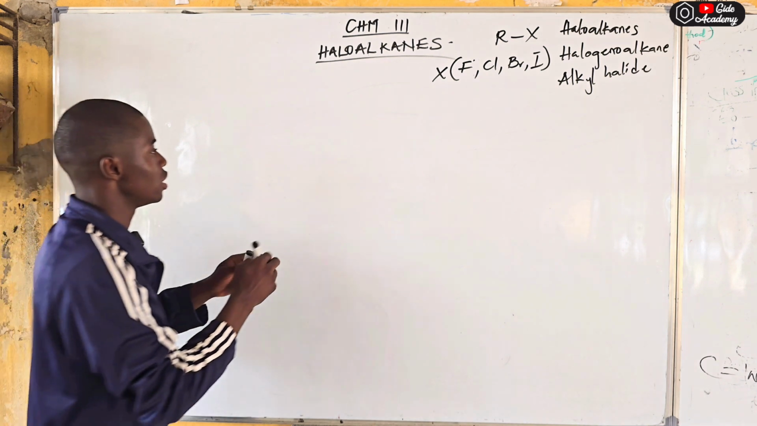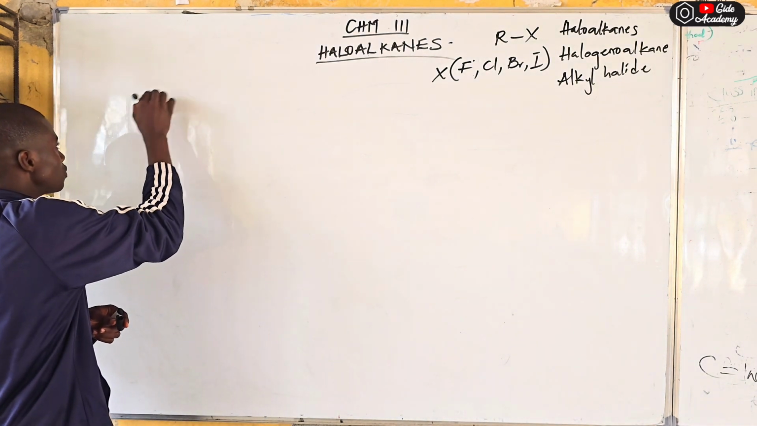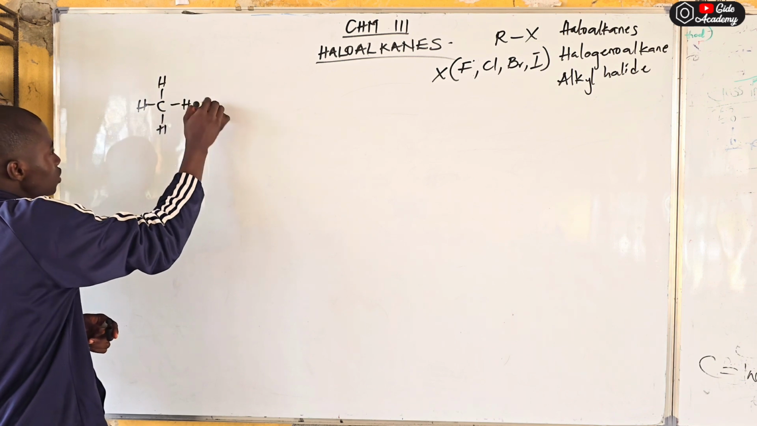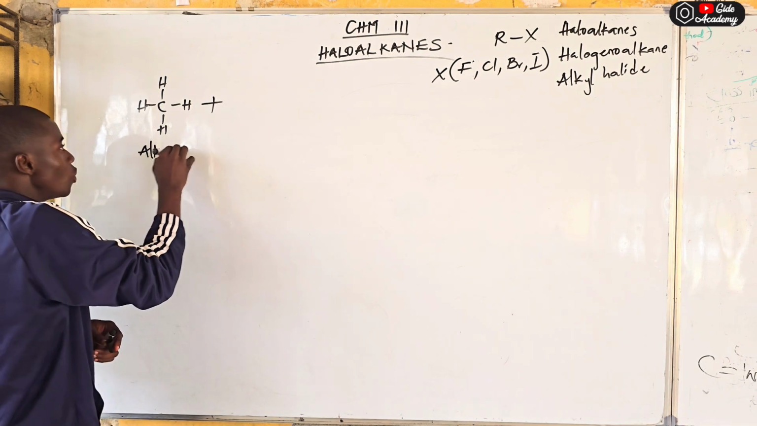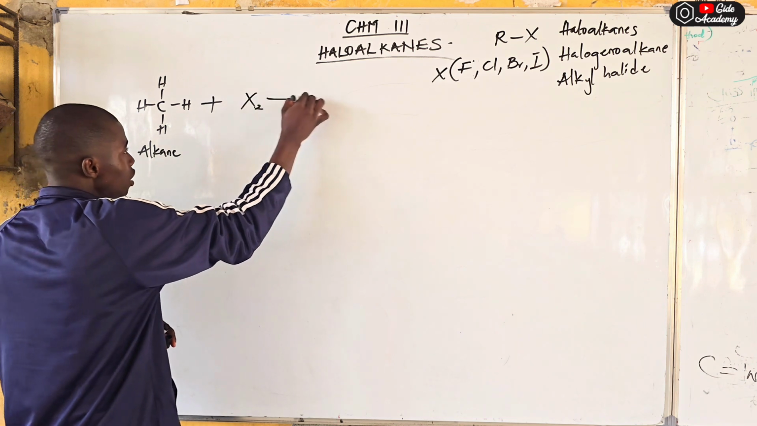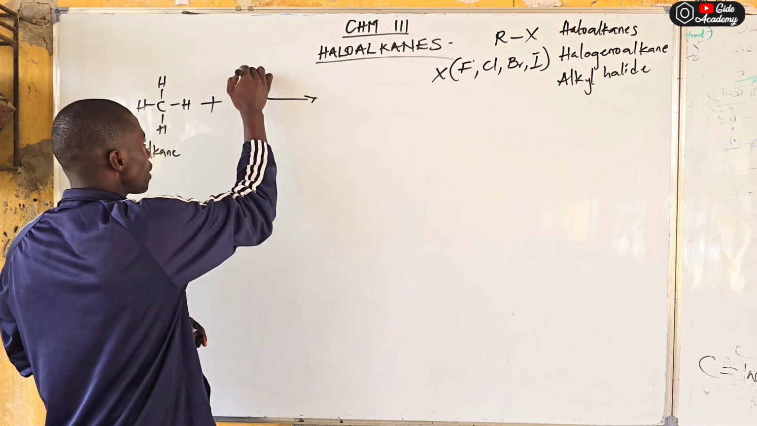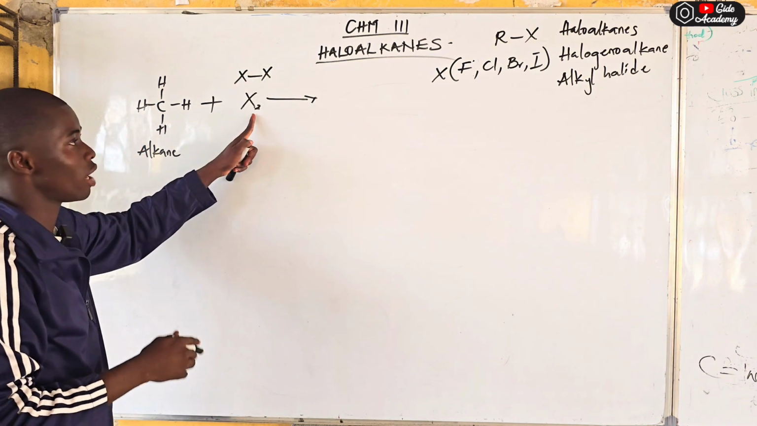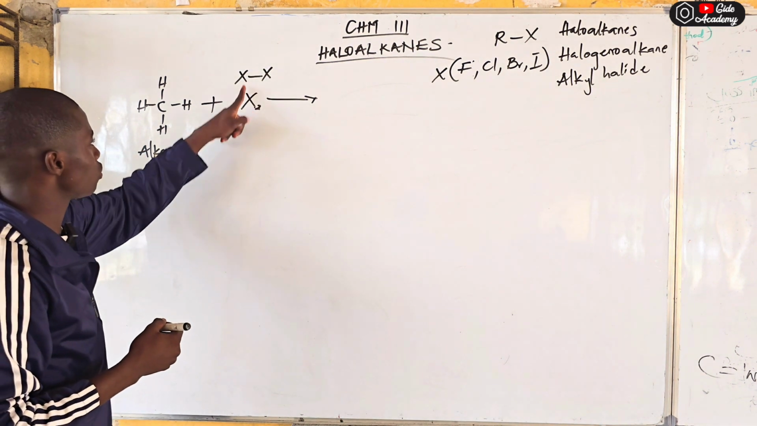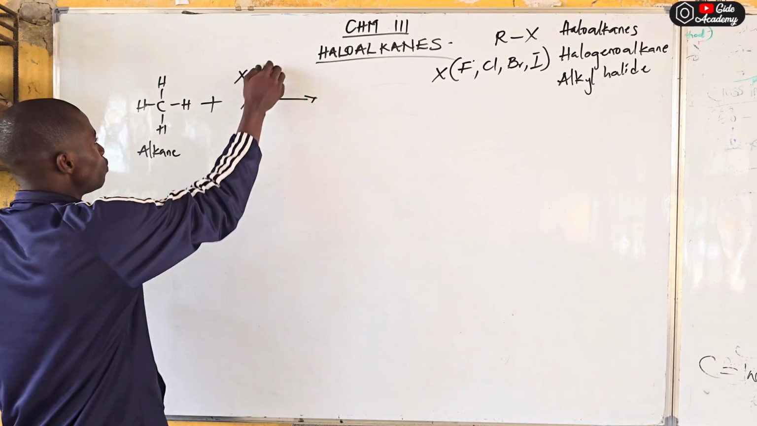For example, this is an alkane, and we believe that this is methane. So when a methane, that is an alkane, reacts with a halogen, this halogen is going to be in the form of X2, as long as you have a diatomic halogen. All halogens are actually diatomic, except astatine. So as long as you are seeing something like this, this is what it represents.